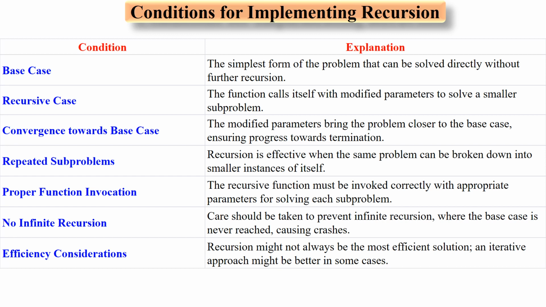Convergence towards base case: the modified parameters in each recursive call should move the problem closer to the base case, ensuring that the recursion eventually stops. Repeated subproblems: recursion is effective when the problem can be divided into smaller instances of itself, allowing the function to solve these repeated subproblems efficiently. Proper function invocation: to achieve the desired outcome, the recursive function must be called with the appropriate parameters for solving each subproblem accurately.